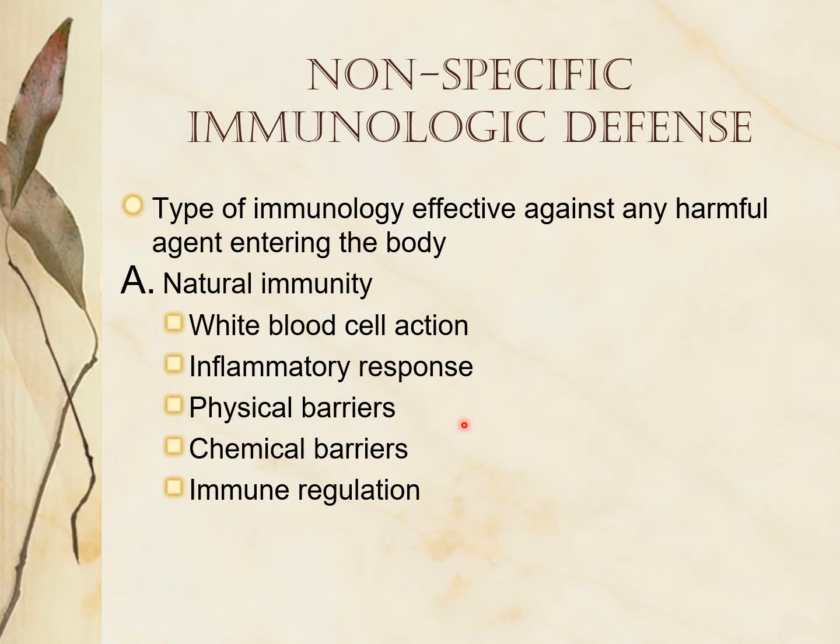While for the chemical barriers, we have the mucus, acidic gastric secretions, enzymes in our tears and saliva, and the substances in our sebaceous and sweat secretions. These act in a non-specific way to destroy the invading bacteria and fungi. Viruses are countered by other means such as interferon.